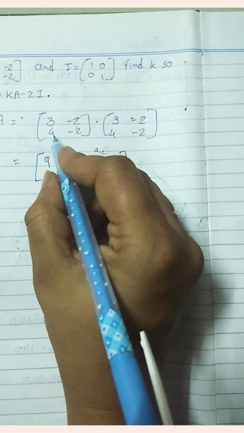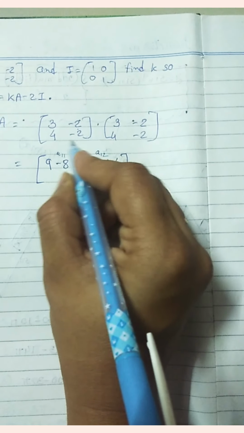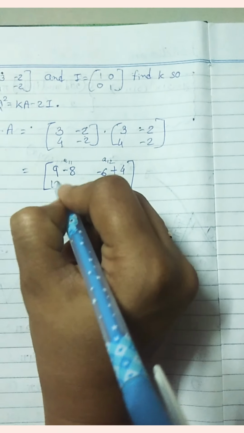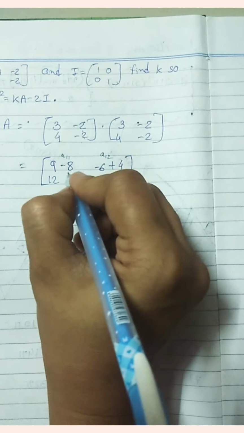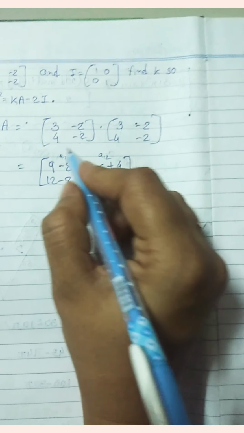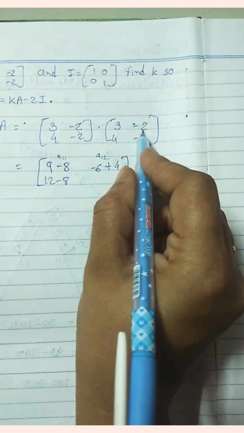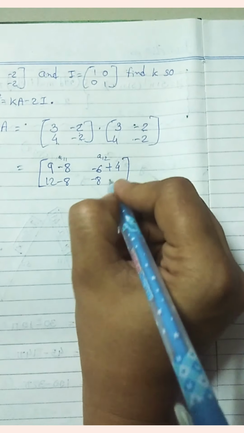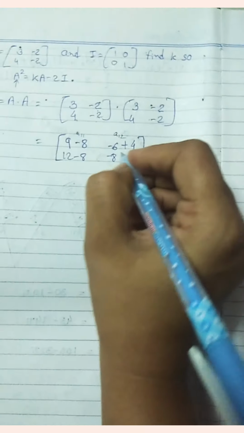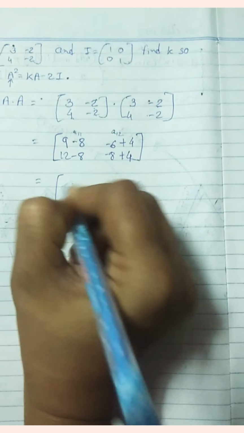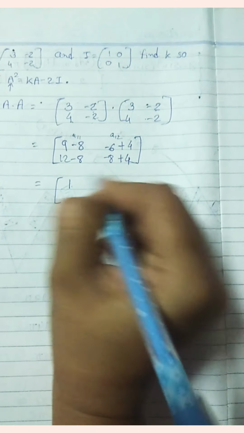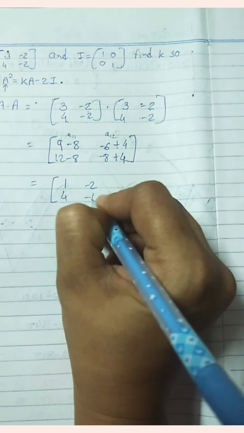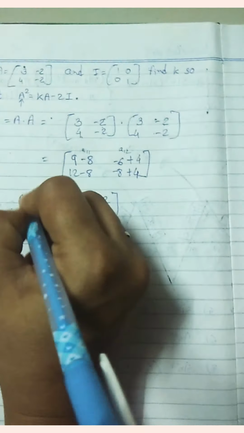Okay, next element is A21, that is second row first column. So 4 into 3, that is 12, and minus 2 into 4, that is again minus 8. Then 4 into minus 2, that is minus 8, and minus 2 into minus 2, that is plus 4. Okay, so our A squared is equal to 9 minus 8, that is 1, then minus 2, 4, and minus 4. So this is your A squared.